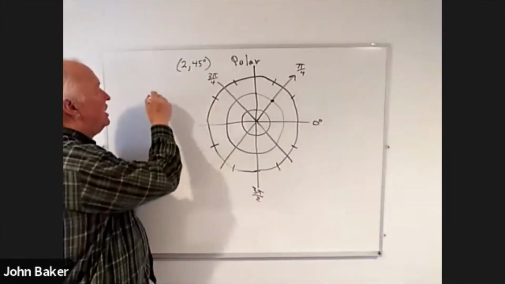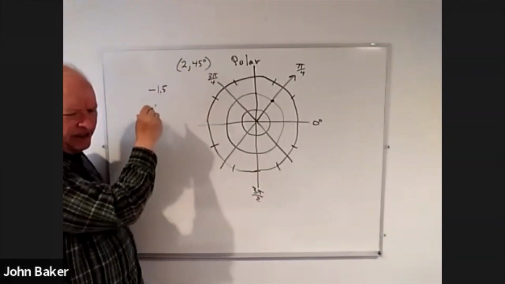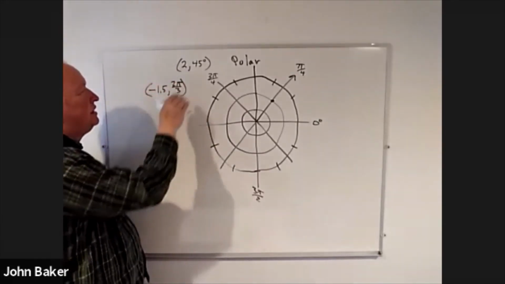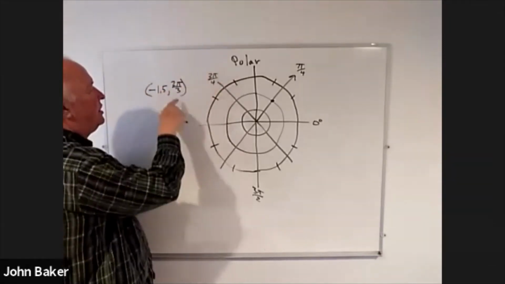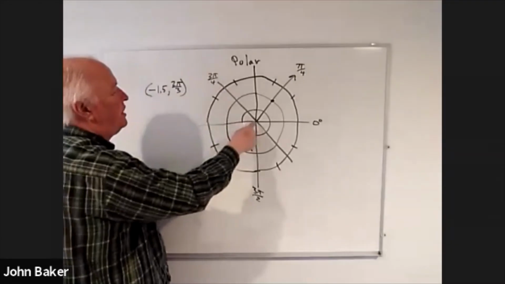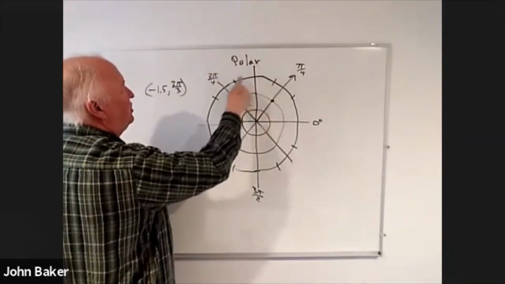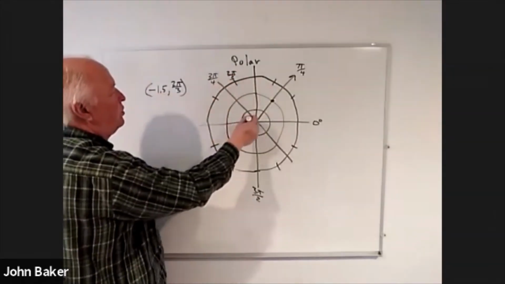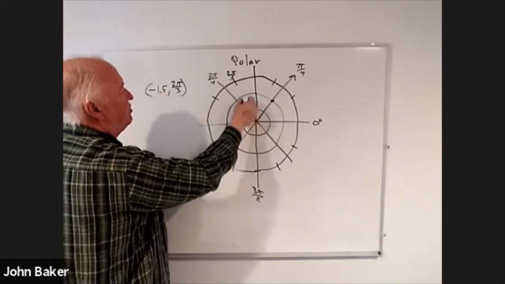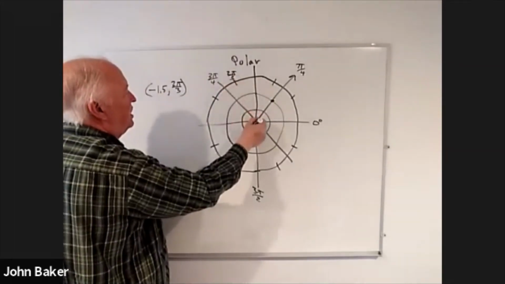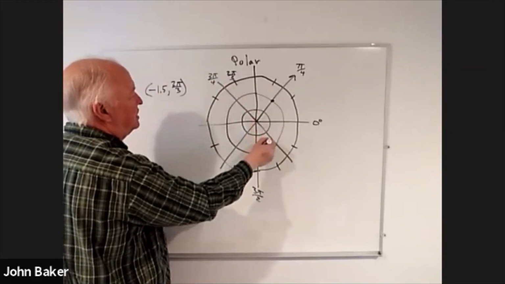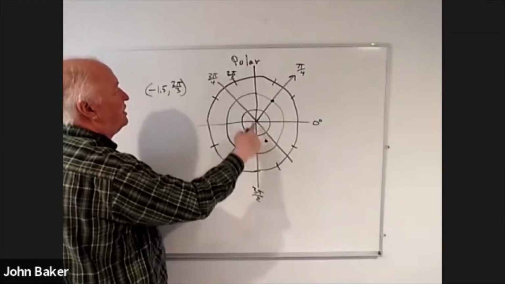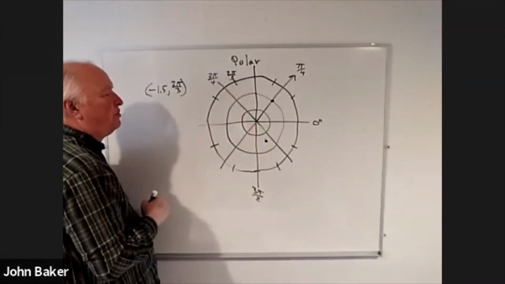Let's look at negative 1.5 at 2 pi over 3. This means we're going to look at 2 pi over 3. Here's 1 pi over 3, here's 2 pi over 3. And we're going to go negative 1.5. Well, positive would be this direction. So a negative radius would put you back this way. And so that would be the point negative 1.5 in the direction of 2 pi over 3.